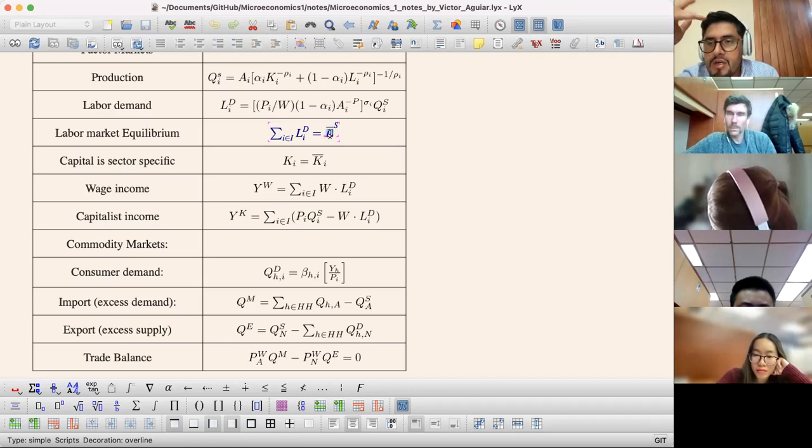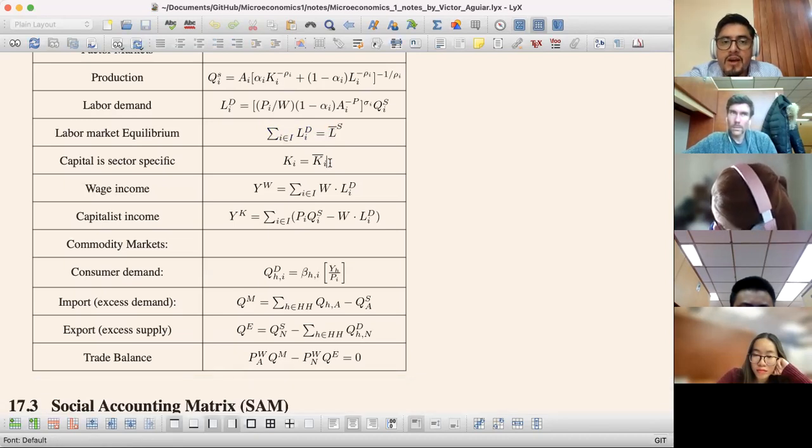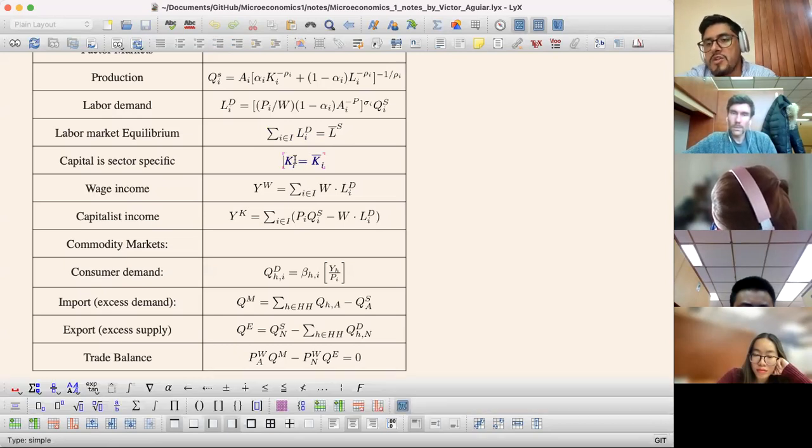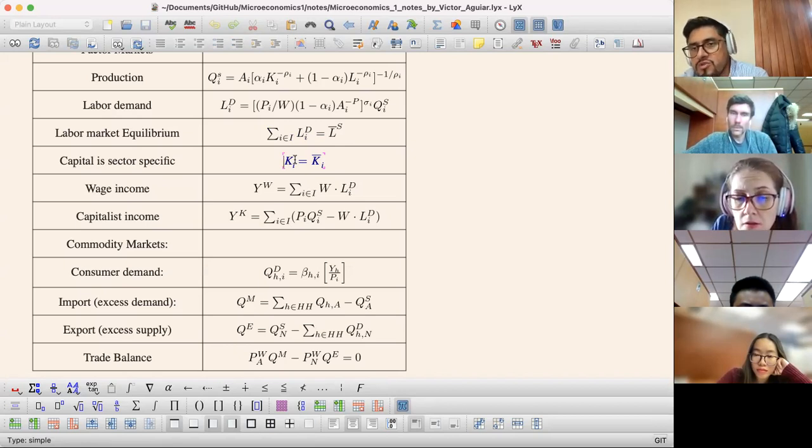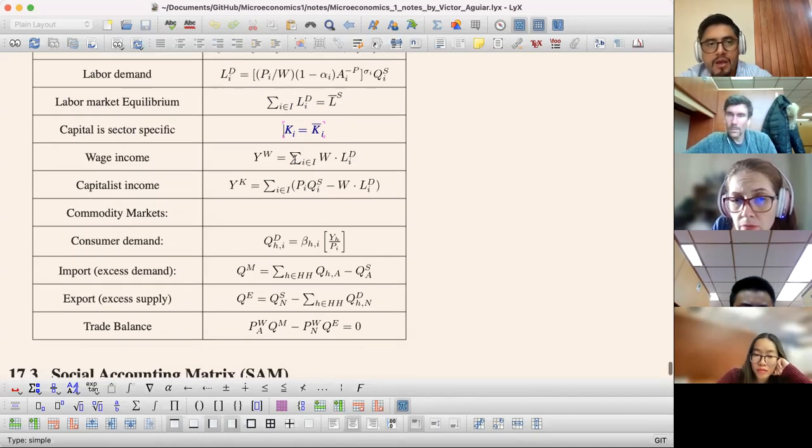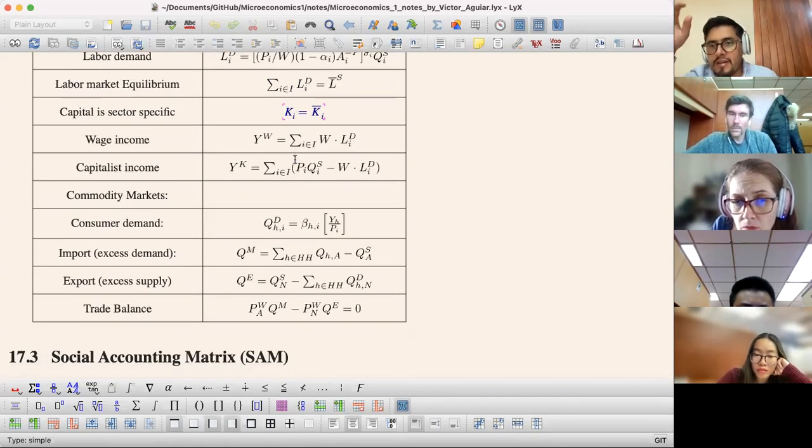Now, capital is sector specific, so whatever the endowment of capital you have in each sector, you use it for that sector. In that sense, capital is not mobile, so you cannot move machines that produce agricultural goods like shoes to produce corn. That's the idea here. So this is a kind of simplified market clearing. When you have mobility of factors, this changes the market clearing equations.